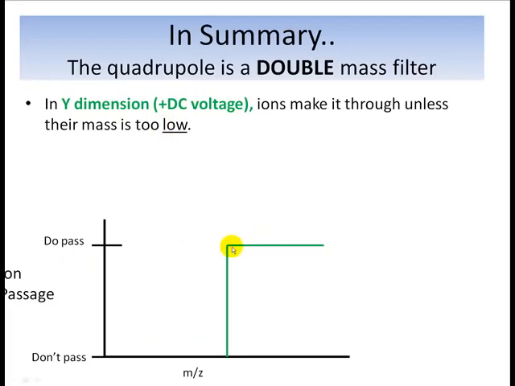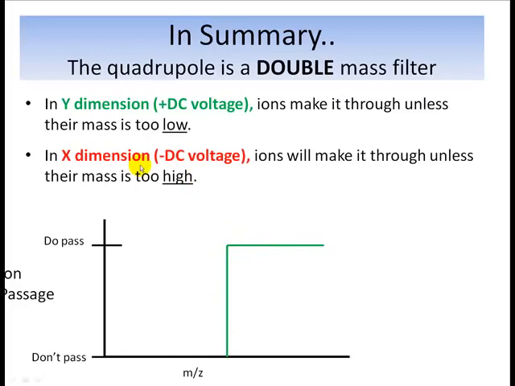This is a little depiction of what the filter function is like for those y-dimension electrodes. High, like this, means that they do pass. Low means that they don't pass. There is some critical value of mass-charge ratio, above which ions will make it through, but below that, they won't. Then you have the second dimension. In the x dimension, which carries on the rods a negative DC voltage, ions traveling down through the quadrupole will make it through unless their mass is too high, as we described.